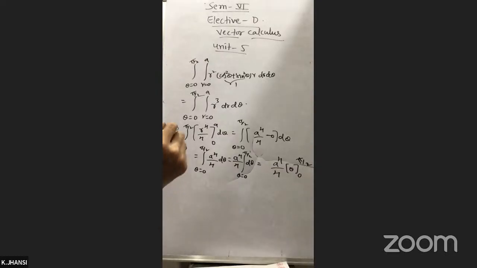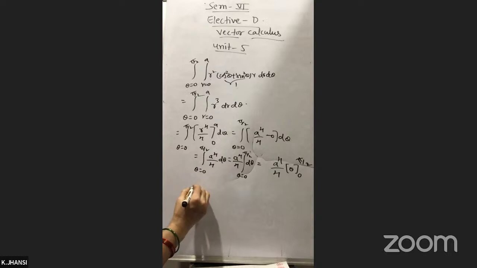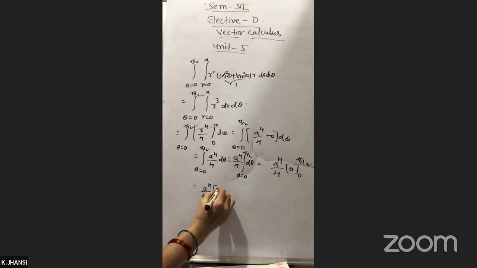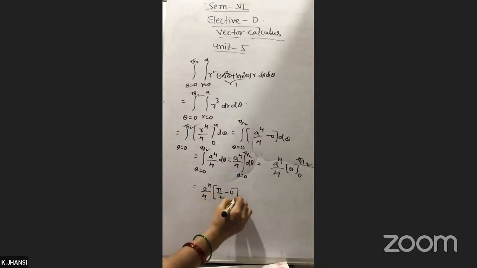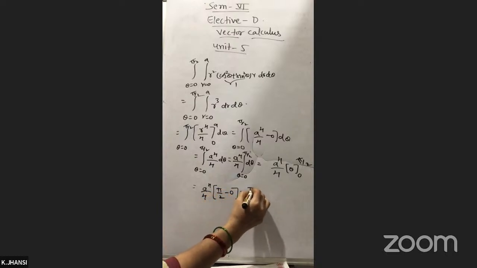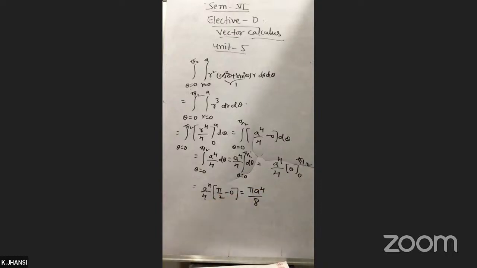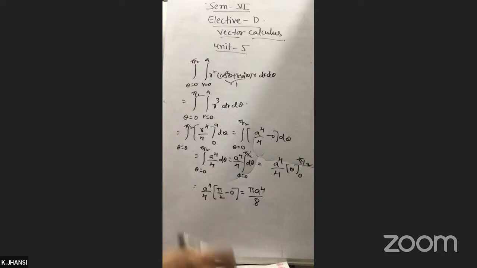So if you substitute theta, it is equals to a to the power of 4 by 4 into, theta value is pi by 2 minus 0. That is pi a to the power of 4 by 8. So this is the answer for the given double integration of the function by converting it into polar coordinates. Okay.